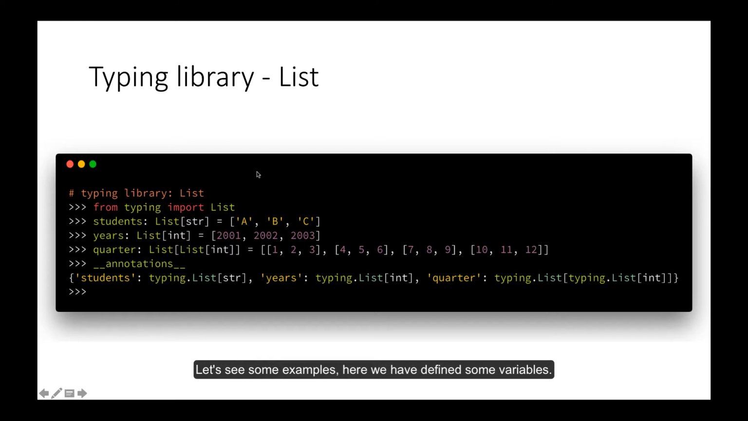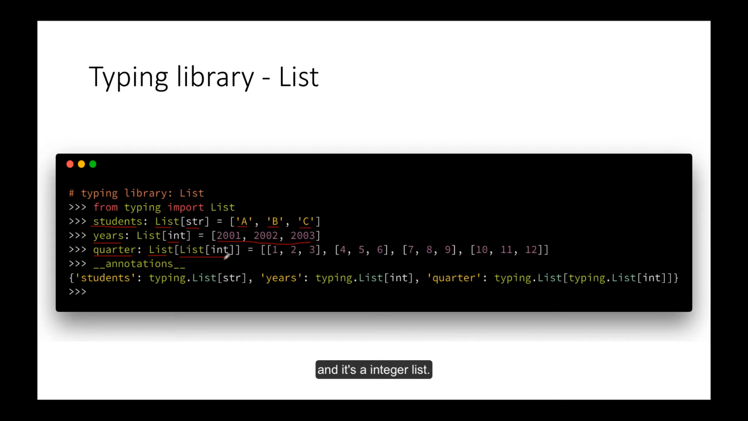Let's see some examples. Here we have defined some variables, and you can see students is a list, and the type of the elements in this list is string. So you can see the values are A, B, and C. Both are strings. And years is a list of integers, so the values are both integers. And for quarter, it's a list, but the element of this list is also a list, an integer list. Okay, so here 1, 2, 3.